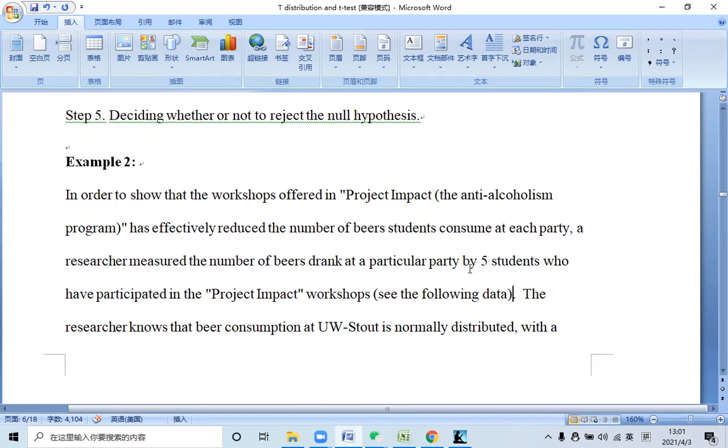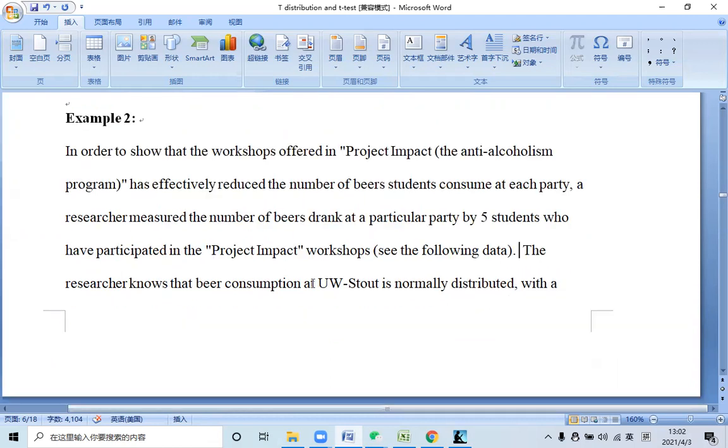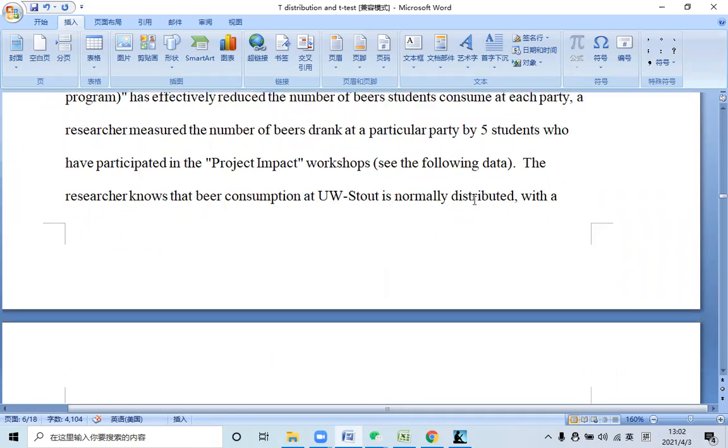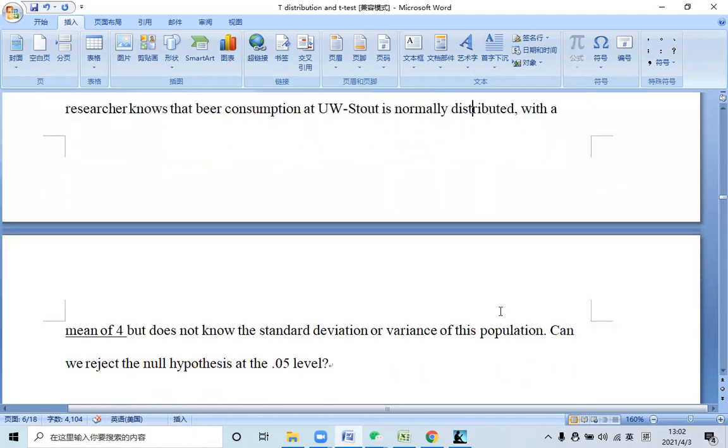The data is based on 5 students. These 5 students, this sample, participated in the workshops. They attended the workshops. The researcher knows that beer consumption at a particular university is normally distributed, with a mean of 4 beers. And the researcher does not know the standard deviation or variance of this population.